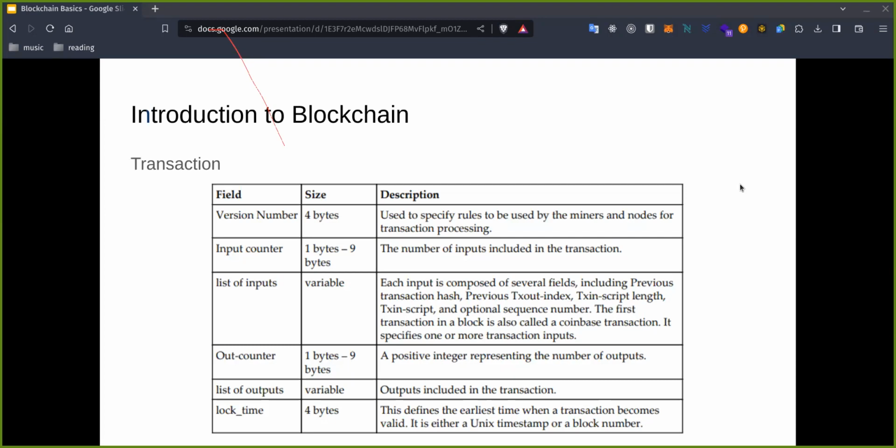It defines the earliest time where a transaction becomes valid. So it could be either a Unix timestamp or a block number. Okay. So yeah, that's basically it about the structure of a transaction. So again, remember this might change depending on the network you're using. This is information that's good to have as a blockchain engineer.